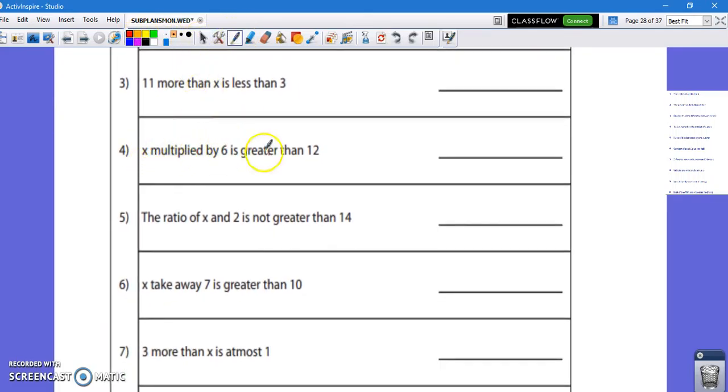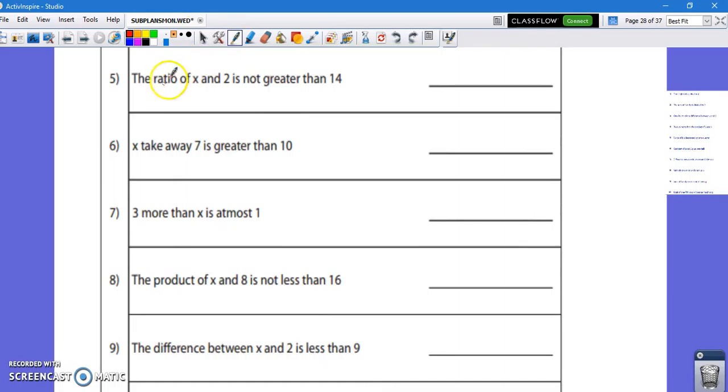X multiplied by 6 is greater than 12. Let's first do greater than 12. Okay, x multiplied by 6, as you know, can look like that, 6x. Okay, number 5. The ratio of x and 12 is not greater than 14. Is not greater than means less than 14. Okay, so that takes care of this half. The ratio of x and 2, what does ratio mean? Division.